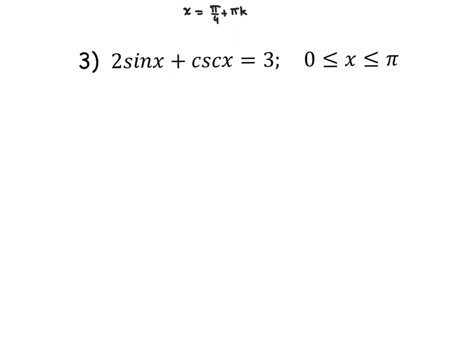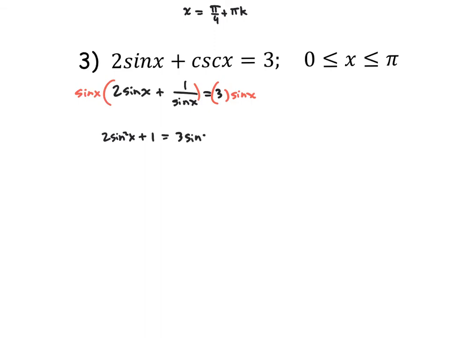Let's look at number 3. Number 3, 2 sine x plus cosecant x. Well, that's weird. We haven't seen one with a cofunction like that. But cosecant in this case is just 1 over sine x. So what I'm going to do across the board is multiply both sides by sine x. That'll get it in a form that'll be much easier to work with. So I'd get 2 sine squared x plus 1 is equal to 3 sine x.